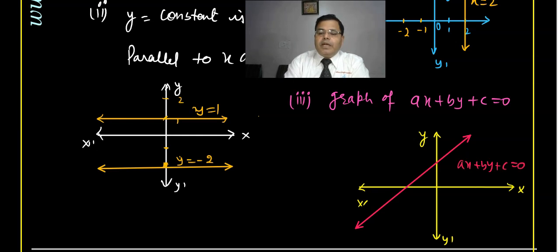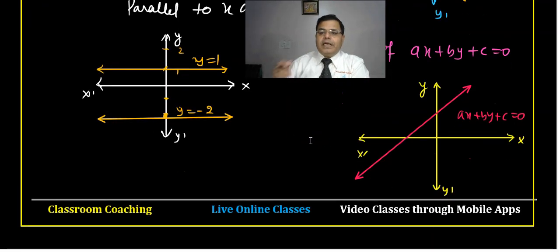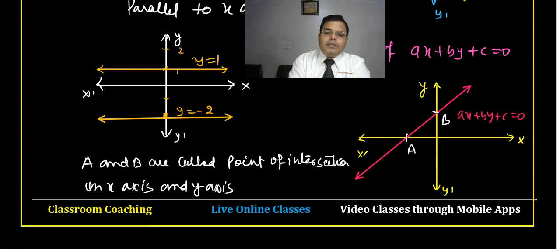The nature of the line can be this side or this side or this side, you know. So there are so many things which we will learn. And further, this is a line which will intersect at points A and B. Say this is A and this one is B. A and B are called the points of intersection on the x-axis and y-axis respectively.